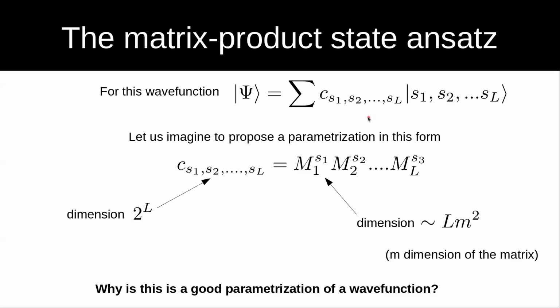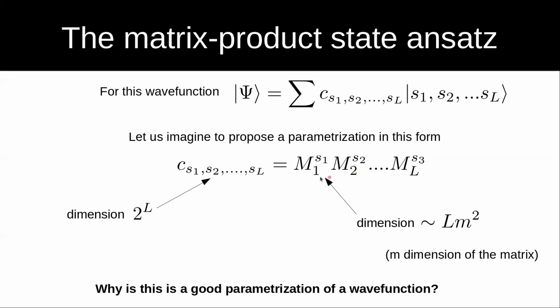But what we can do is to find some parameterization of these coefficients, meaning that we have 2 to the L coefficients, and we could argue that perhaps these coefficients can be represented as a product of matrices M1, M2, ..., ML, and there are as many matrices as the local dimension, which means 2. So we have one matrix for spin up on site 1 and one matrix for spin down on site 1, and the same for every single site.